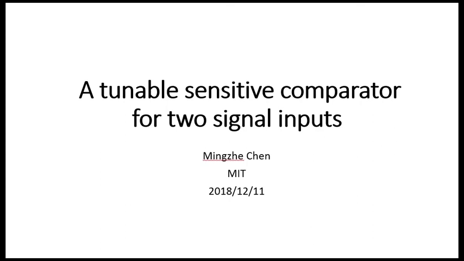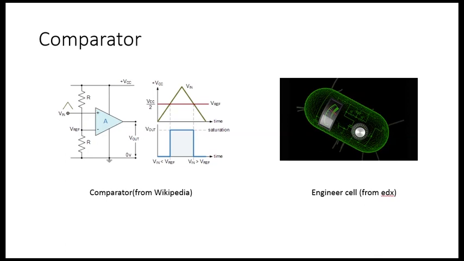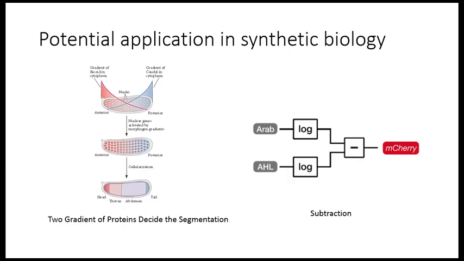Hello everyone, today I want to talk about a tunable sensitive comparator for two signal inputs. A comparator is a commonly used unit for comparing the signal strength of two different inputs. It's very easy to construct by using electronic devices, but there is only a little research about how to construct it in the synthetic biology field. But it can potentially be a very powerful tool in synthetic biology.